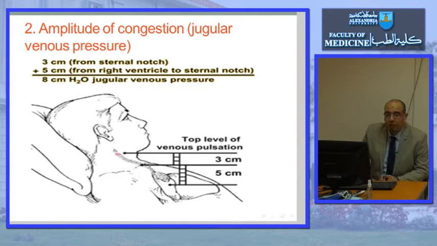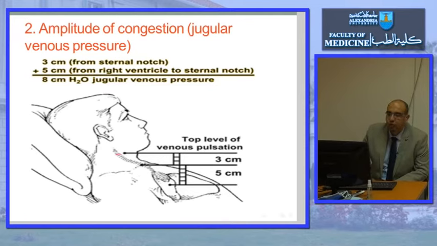At that point, what is the actual pressure inside the right atrium? As we described before, at 45 degrees, the distance from the right atrium to the sternal angle is 5 centimeters. So if I have 3 centimeters above the sternal angle, the pressure in the right atrium is 8 centimeters. So every measurement above the sternal angle will be added to 5, because 5 is a constant distance.